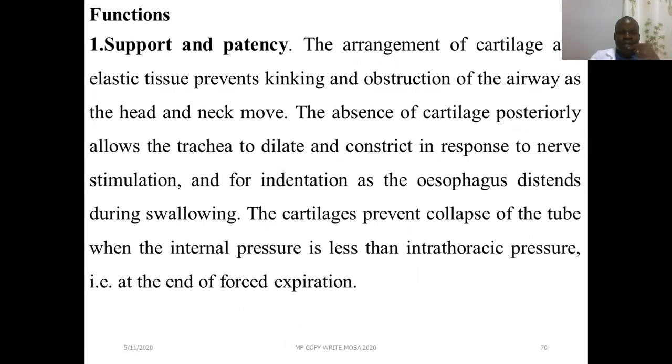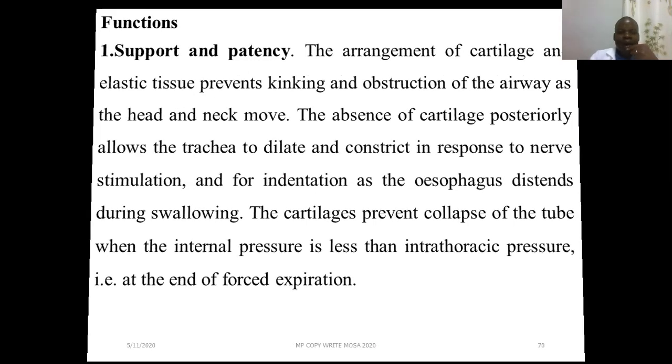Let us look at the functions of the trachea: support and patency. The arrangement of cartilage and elastic tissue prevents kinking and obstruction of the airway as the head and the neck move. There shouldn't be any time for the trachea to start kinking. This is the reason why, if you look at the description of the trachea, it is made of cartilage tissues, so that it is more adapted to the functions that it does.